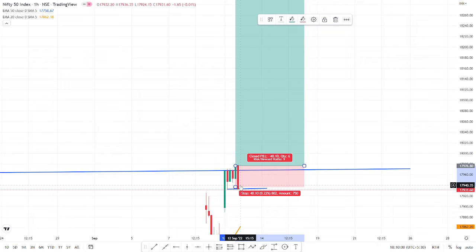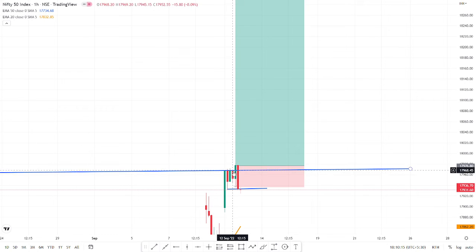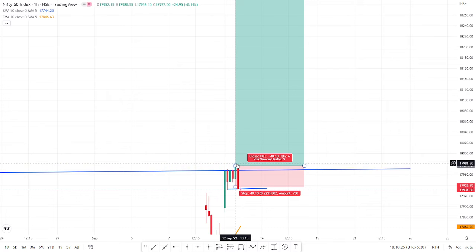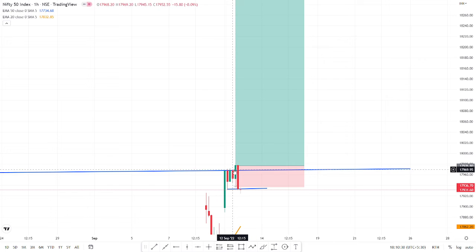Now, this is known as some kind of manipulation. This is not a manipulation actually, but for sellers, in order to sell something, you need buyers, and for buyers, they need sellers. So people will be having a bunch of sell orders right here at this resistance line, and they will be having their stop loss right above this previous resistance line.